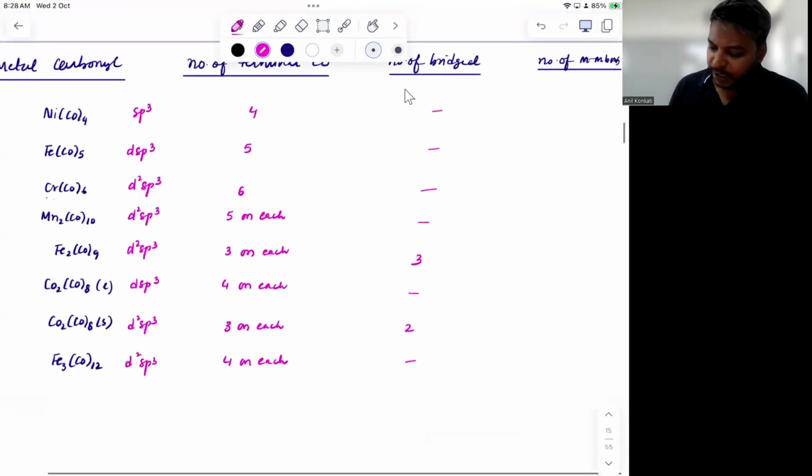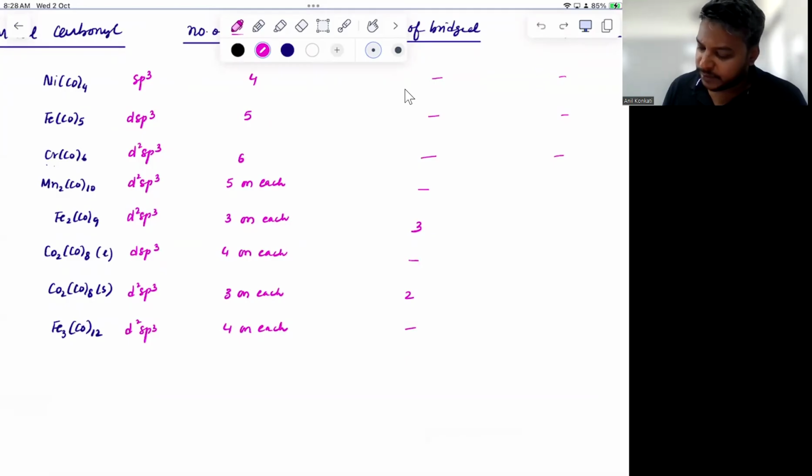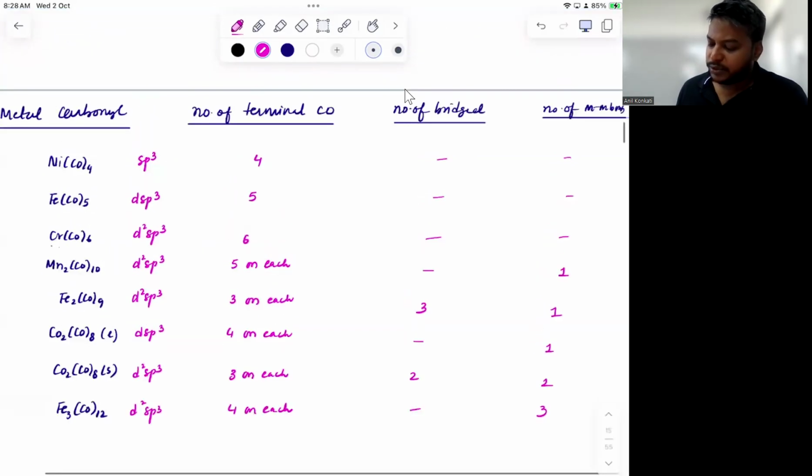And lastly, metal-metal bonds. Here, these are not valid. Here, there is one manganese, there is no. In manganese, we have one metal bond. Iron will have one metal bond. Cobalt, one bond, and here we'll have 3 bonds. Okay.